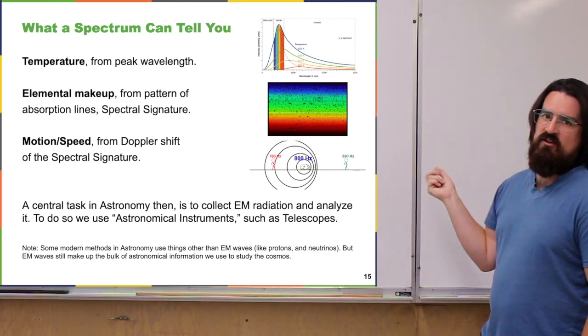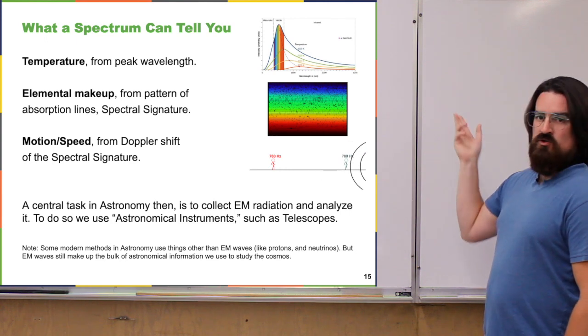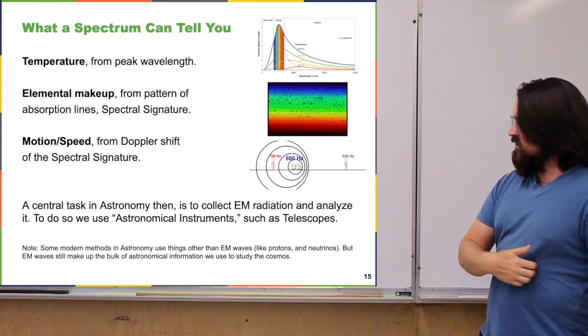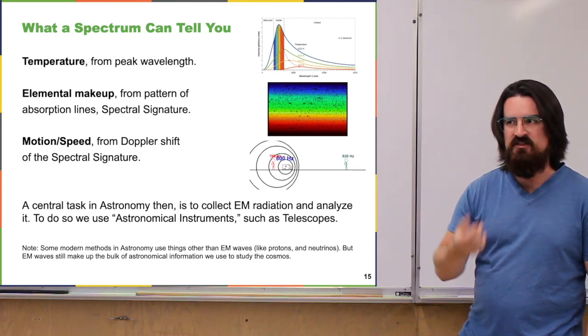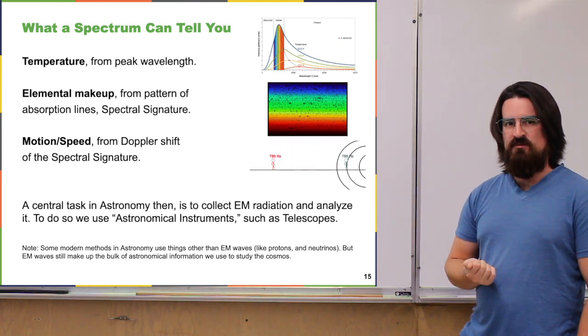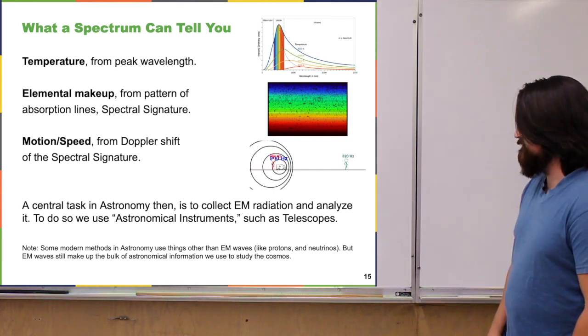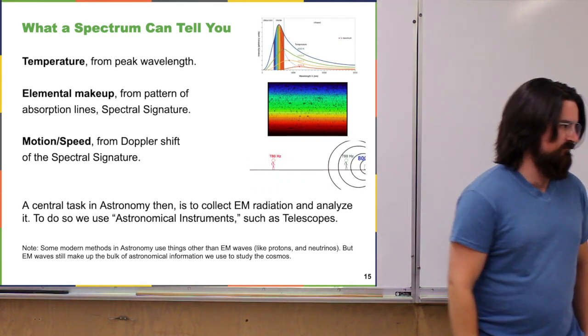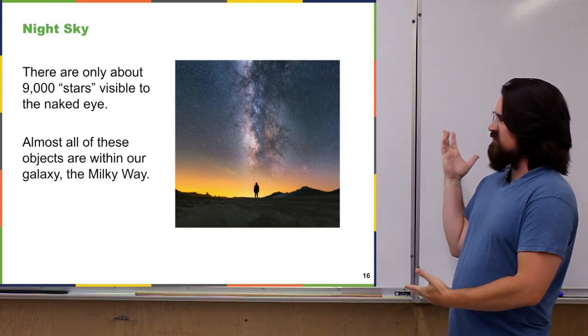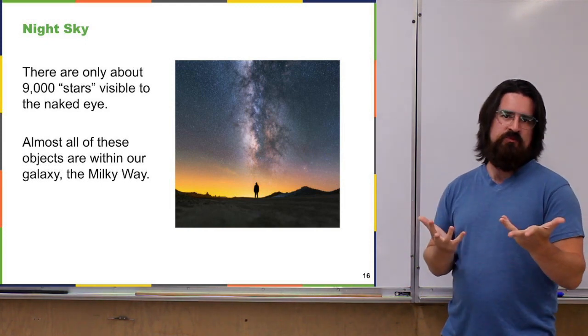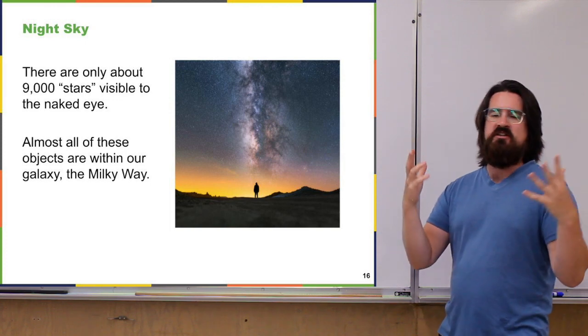So given that looking at electromagnetic radiation can tell us quite a lot about distant objects, a central task of astronomy is to collect that electromagnetic radiation and examine it. How we do that is usually with telescopes. Quickly though, before we talk about telescopes, let me say something about what we normally see when we look up in the night sky.